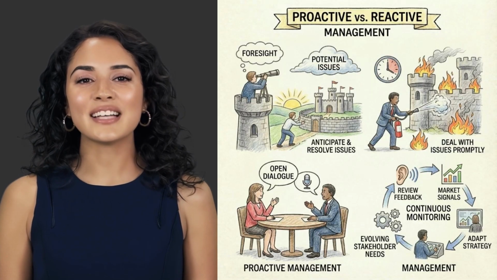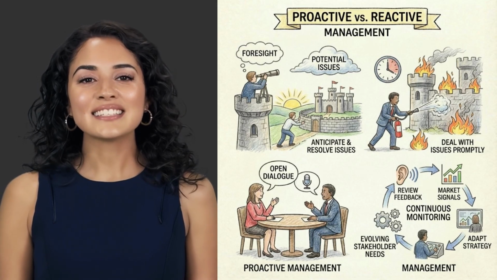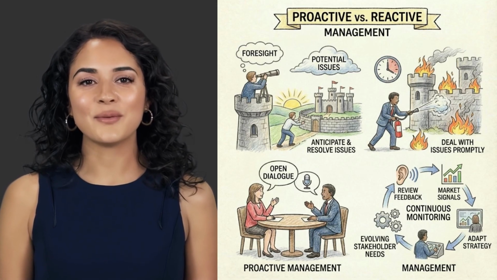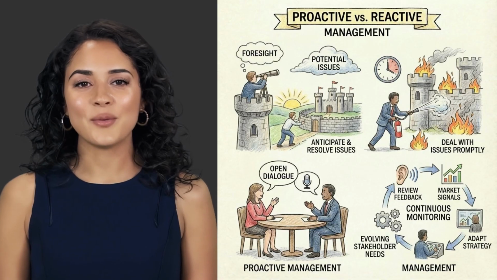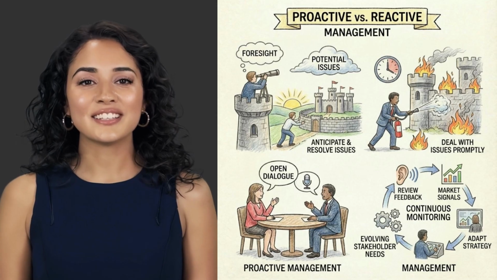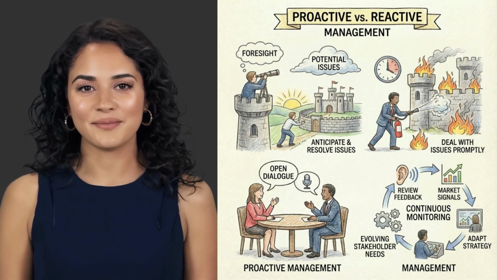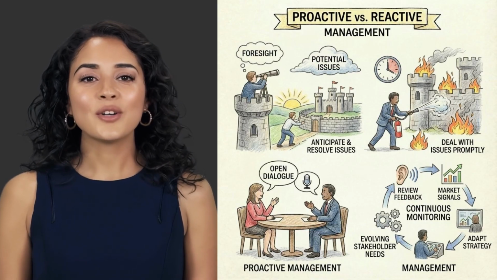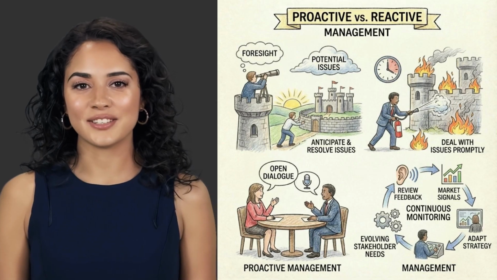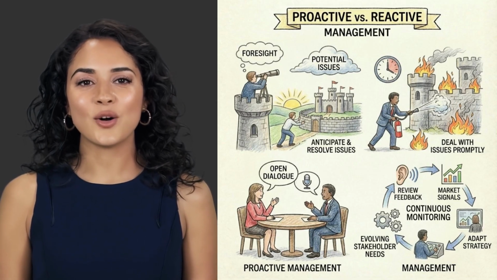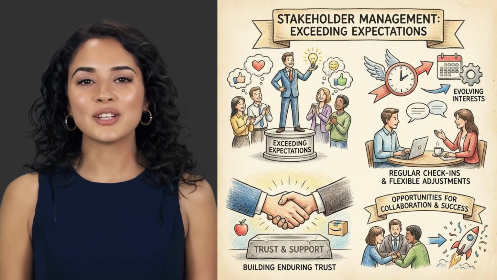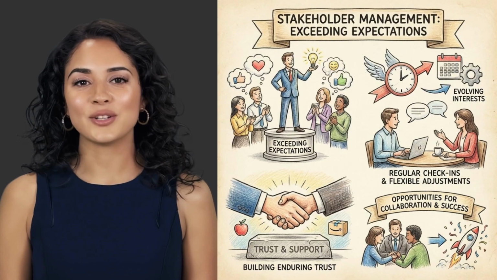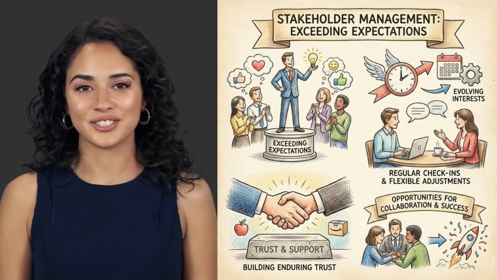Finally, let's discuss the management approach: proactive versus reactive. Proactive management is about foresight, taking steps to anticipate and resolve issues before they become problems. Reactive management, on the other hand, deals with issues promptly as they emerge. The best approach often involves continuous monitoring, where you regularly review feedback and market signals to adapt your strategy as stakeholder needs evolve.